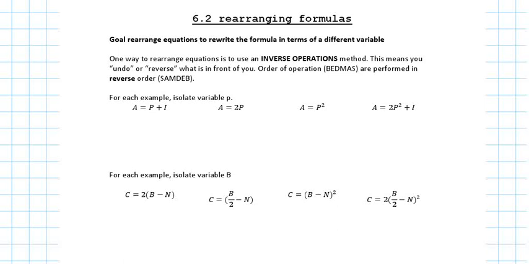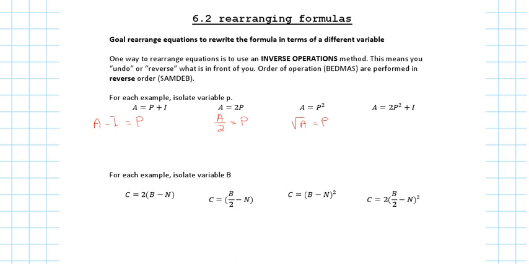Bring I over, and it's going to become A minus I. Are you guys okay with that? That's easy? How about the second one? Divide by 2. So it's going to be A divided by 2 equals P, correct? Square root, because the opposite of square is square root. Awesome.